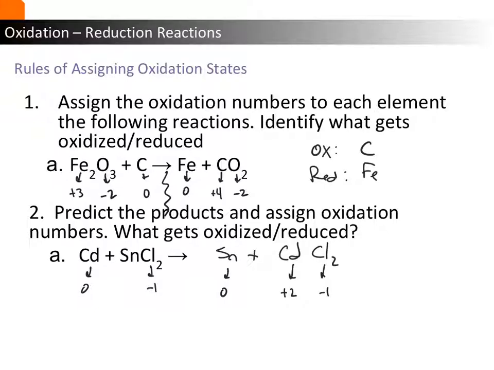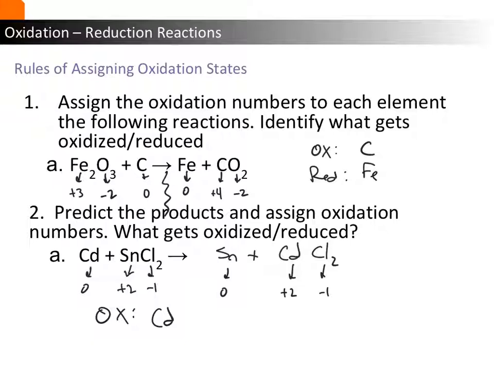And then tin must be a +2 charge or a +2 oxidation state because of the way it's combined with chlorine. Now I can identify something that goes from 0 and turns to a +2. That means it gets oxidized, or in other words, it turns into an ion. If a metal becomes an ion, it gets oxidized. If a non-metal becomes an ion, it gets reduced. So, a metal that gets turned to an ion is oxidized.